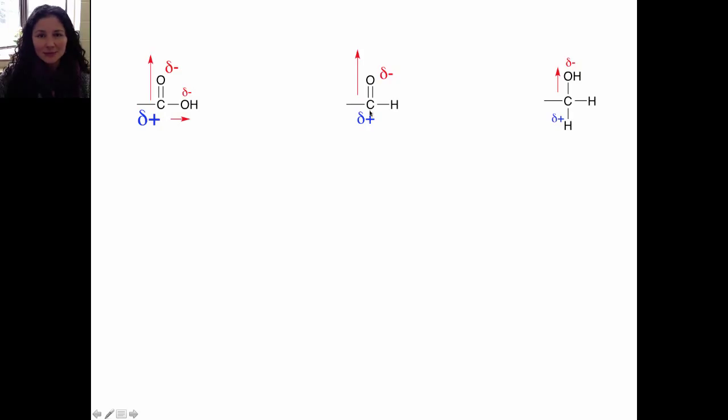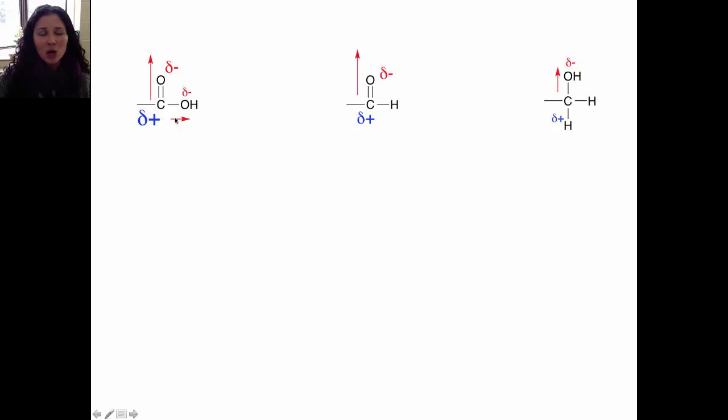Look at this aldehyde. Notice that it has a double bond to oxygen and that this is a polar bond. Therefore, I can write a partial positive on the carbon and a partial negative on the oxygen. This is a polar bond, and the oxygen is more electronegative than carbon, and so it pulls electron density away from the carbon.